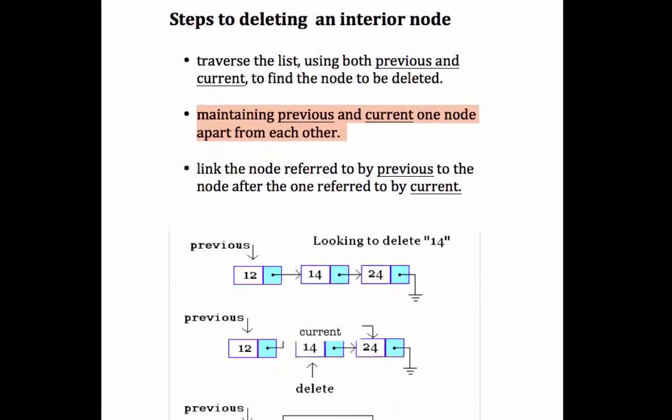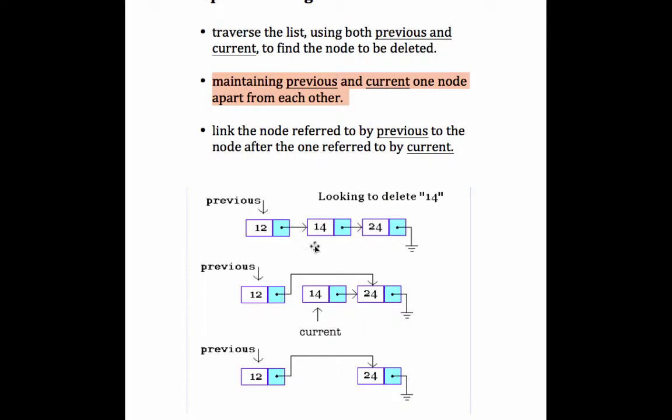So let's take a look at this picture here. This is a different linked list where we have 3 nodes. And we decided that we want to delete the one that has value 14. So we need to first search for 14. We don't know where it is on the list, so we're going to use previous and current. Once we find 14, then previous is going to be referring to the node that precedes the node to be deleted. So previous referred to the node that goes before the node to be deleted.